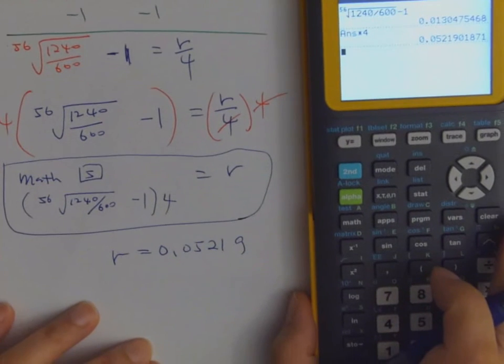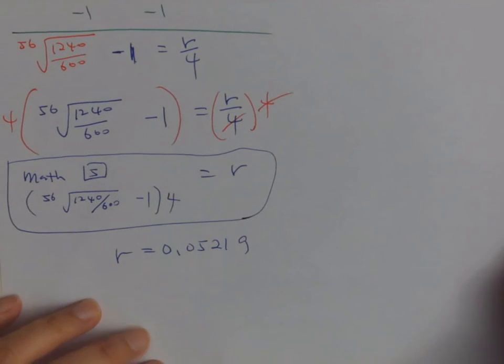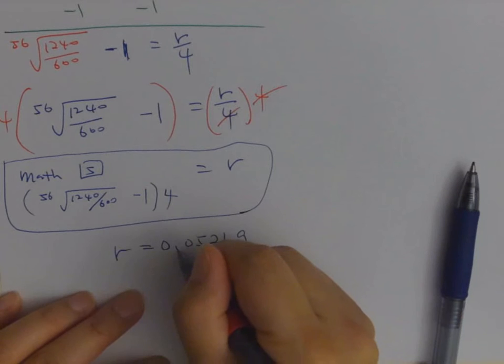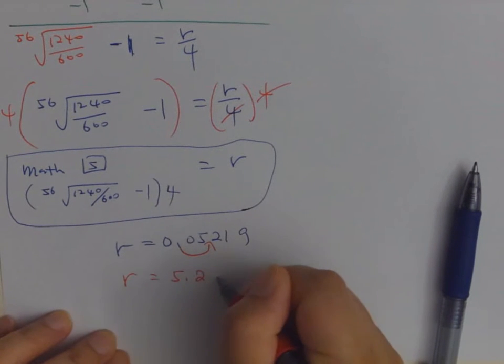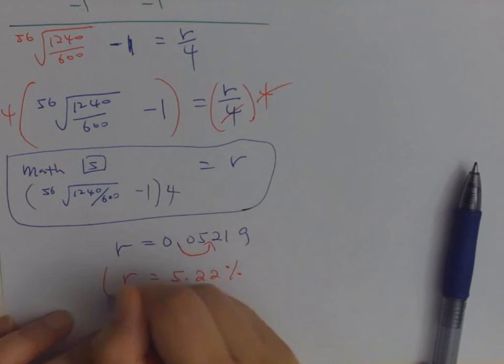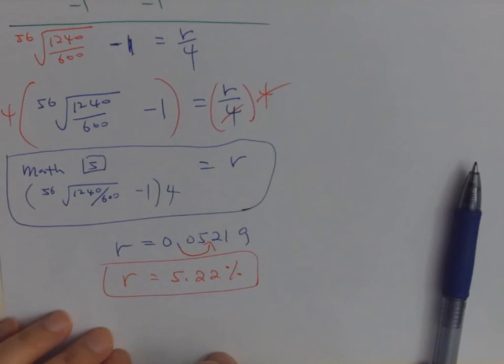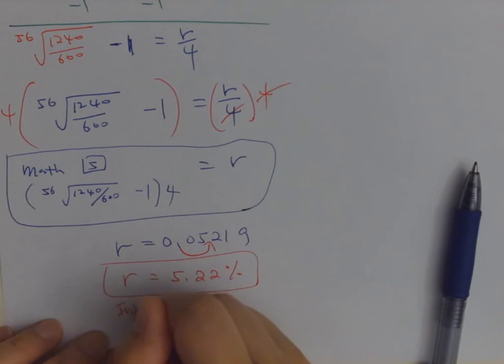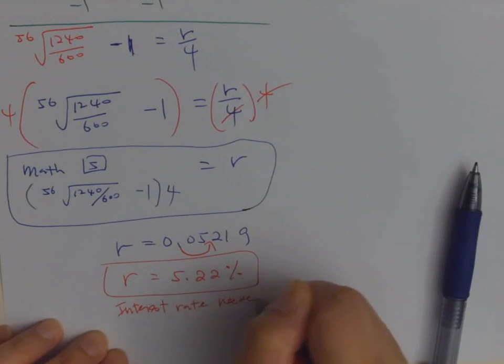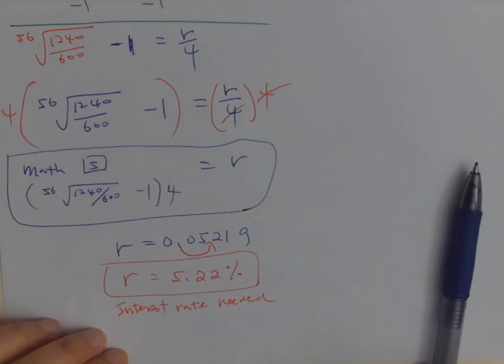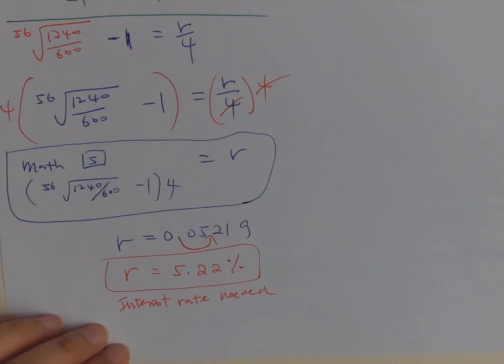0.05219 something, right? It's a very long decimal number, but remember this is an interest rate, so we want to change it back to a percentage, so r would be 5.22% basically. Are we okay? So this is the interest rate you're looking for, if you put in $600 and you want to get $1,240 at quarterly compounding for 14 years, okay?